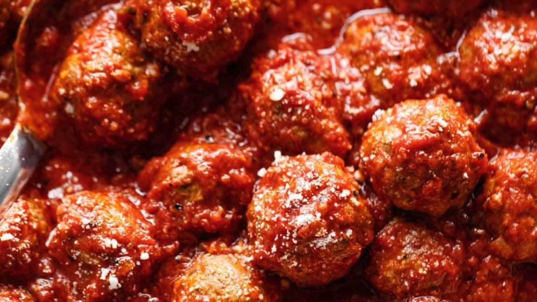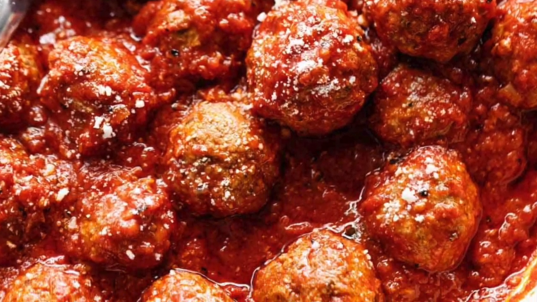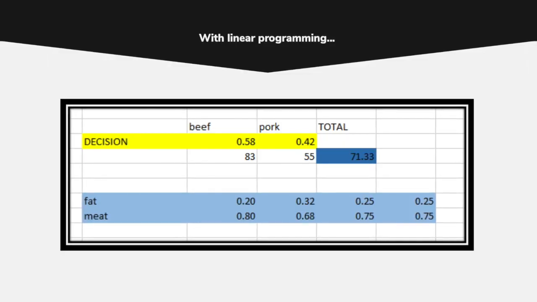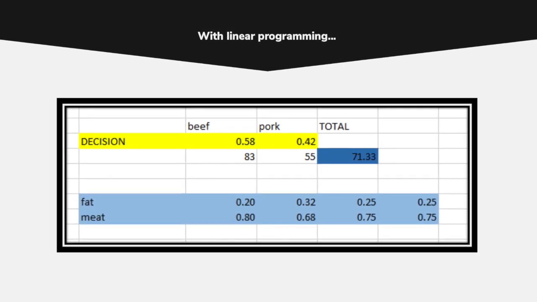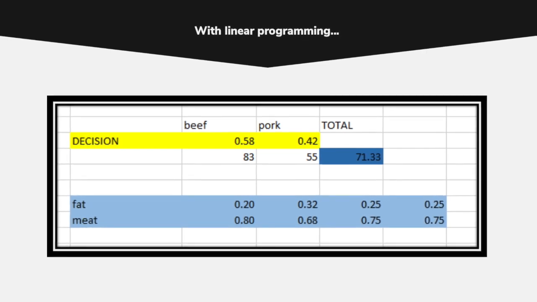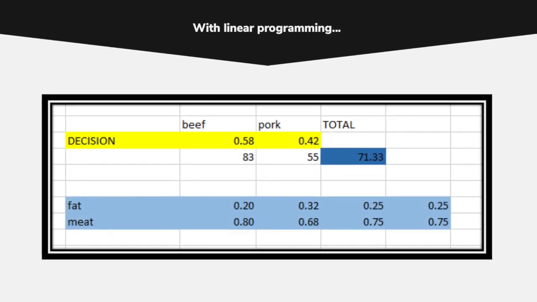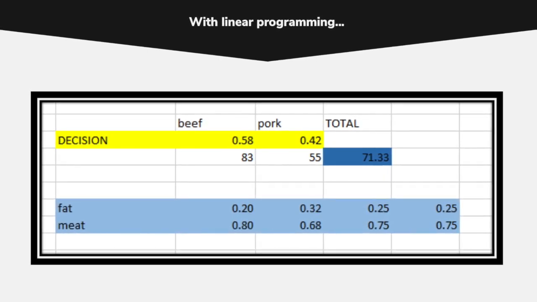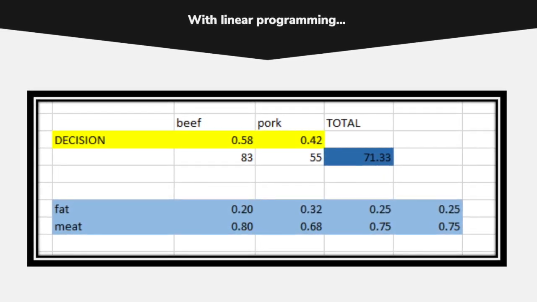So we did linear programming with the costs in the restaurants. We saw that the dish with the most impact is the meatballs. So we took the variables into consideration with the restrictions of each of the ingredients. As we said, we have to use linear programming to analyze this. The variables used are beef and pork. Beef has 20% fat and 80% meat, and pork has 32% fat and 68% meat.